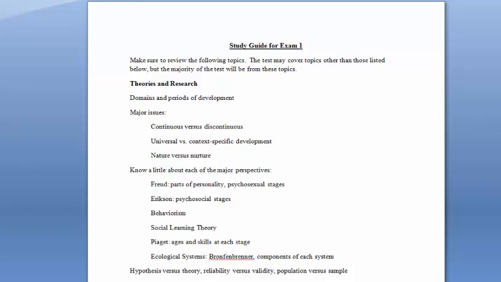So remember that Exam 1 is going to be multiple choice, true, false, and matching. There'll be 50 questions total, and you will have 75 minutes to take the test. So once you open it, you'll need to complete it within 75 minutes.